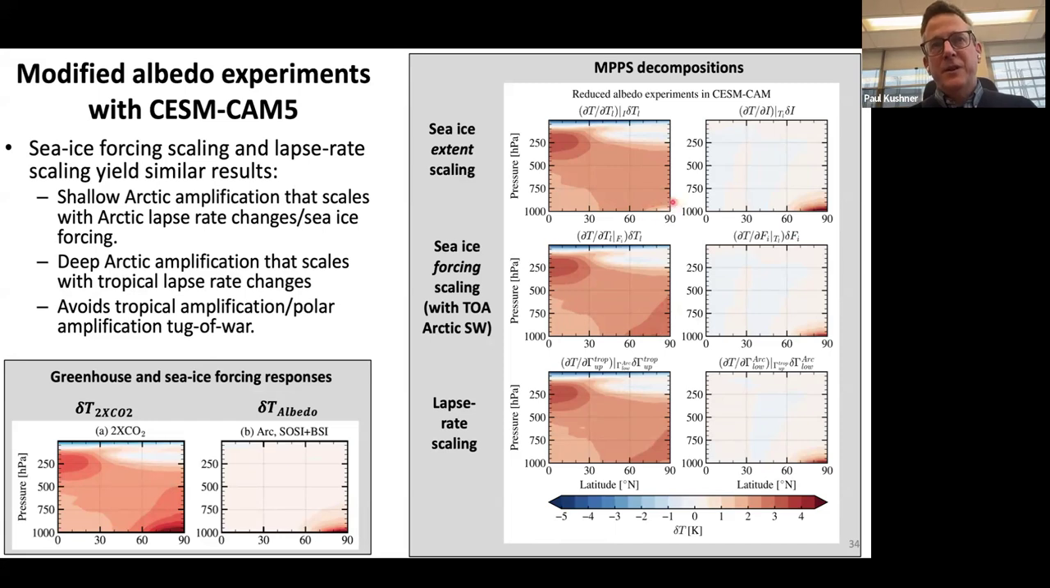It's getting rid of this little feature here that actually ends up being pretty important for the tug of war argument. And what's interesting is that if we use lapse rate scaling, it's a bit of a combination of the two above, but basically the lapse rate scaling is giving a similar picture to the sea ice forcing scaling. And the lapse rate scaling is much easier to calculate, and we think has a sounder physical basis for being a driver of real variability and change in the polar regions, as opposed to directly measuring the sea ice only, where we're actually changing and intervening in the model.